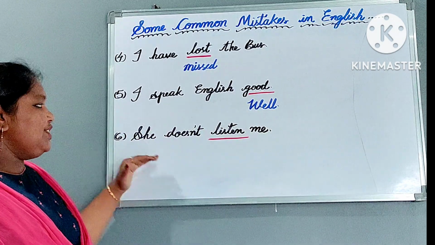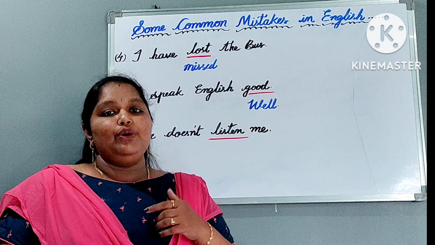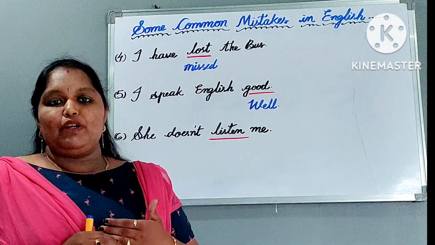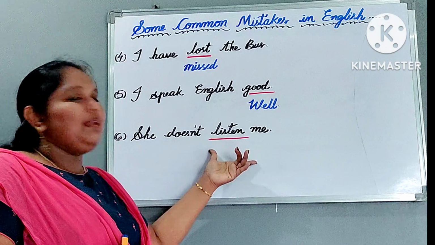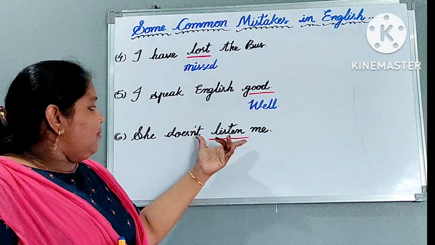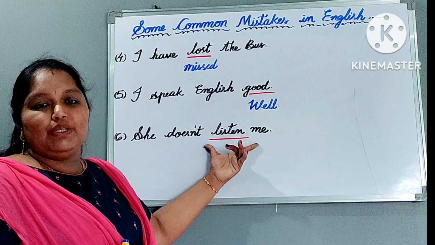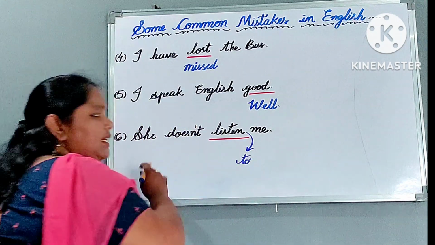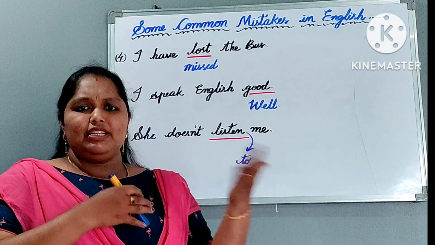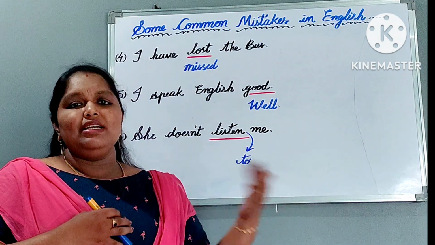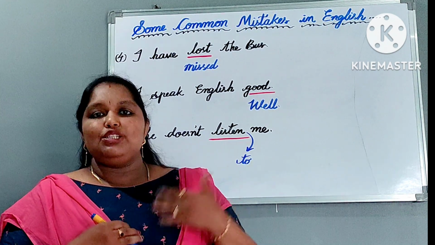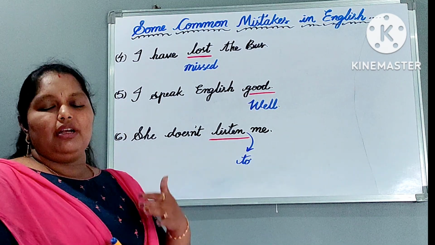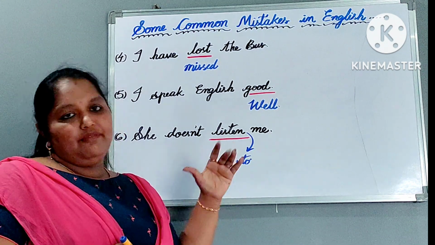Okay, coming to the next sentence, she doesn't listen me. As I already told you in the earlier sentence, some words in English like married, listen, will always be followed by the preposition to. So here, she doesn't listen me is a wrong sentence. What is the mistake here? Listen. Here you have to use a preposition after listen. That is to. She doesn't listen to me. Like, my brother doesn't listen to my sister. My mother, I don't listen to my mother. She doesn't listen to her father. So when you are using the word listen, you should always use the preposition to after it.